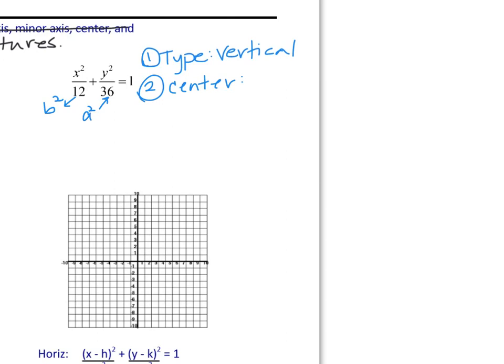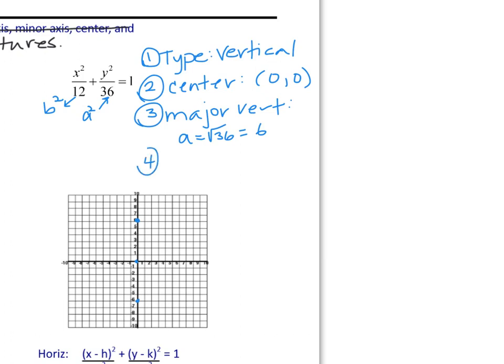Okay, then we want to find our center. And then again, that will be 0, 0. Since there's nothing being added to the parentheses, let's plot that. The third step is our major vertices. So if a squared is 36, a equals the square root of 36, which is 6. So from the center, we need to go up 6 since it's vertical, and down 6, like so.